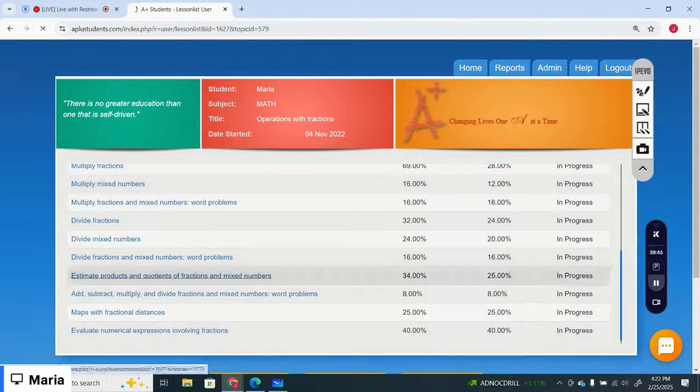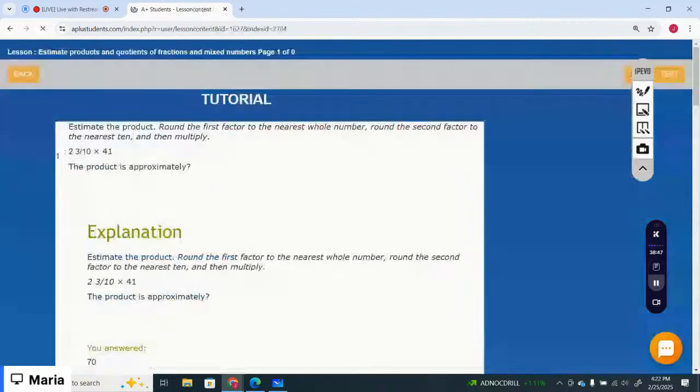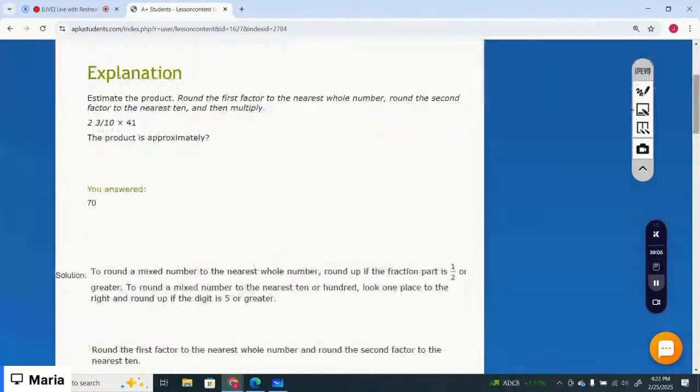Estimate products and quotients of fractions and mixed numbers. Round the first factor to the nearest whole number, round the second factor to the nearest 10, and then multiply. The first number you have to round off to the whole number. The second one you have to round off to the nearest 10.